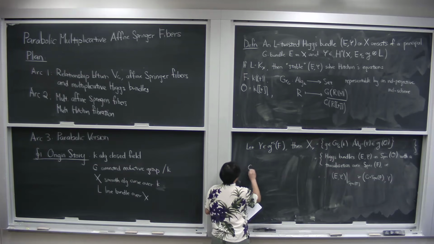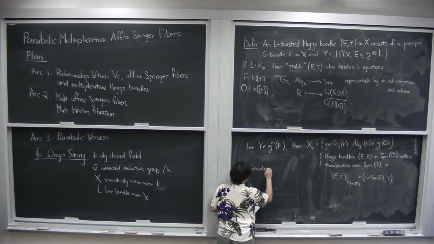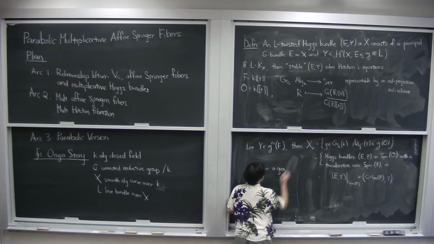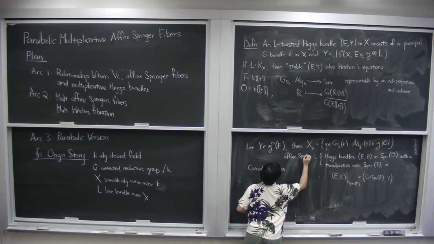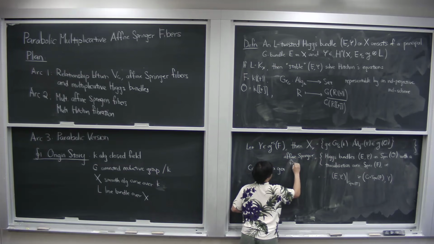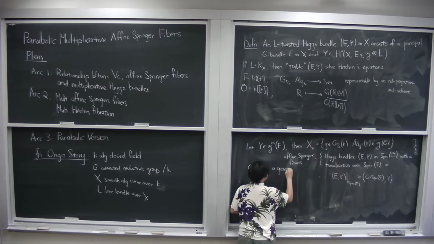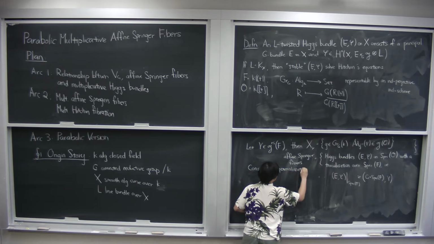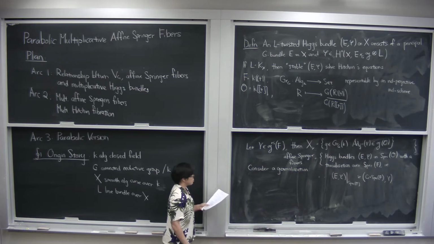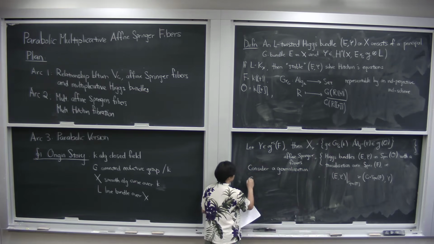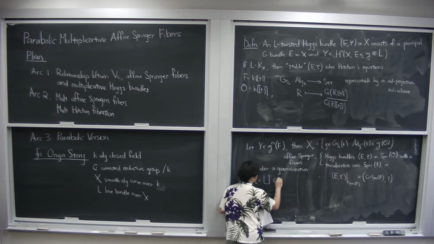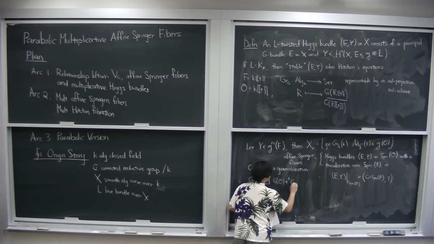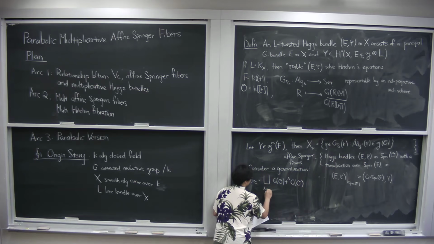So consider a generalization. I'm going to consider a generalization of these affine Springer fibers. I should really say what they are. Consider a generalization as follows. We know that the affine Grassmannian admits a Cartan decomposition. What this says is that you can decompose the affine Grassmannian into G(O) by G(O) orbits, and these orbits are indexed by the dominant co-weights.